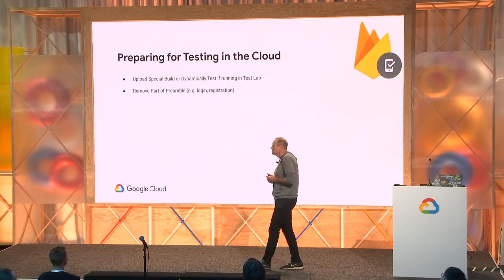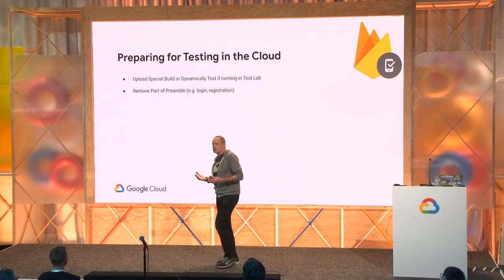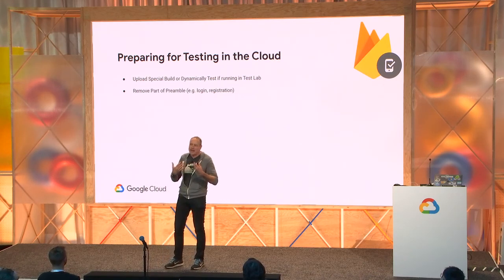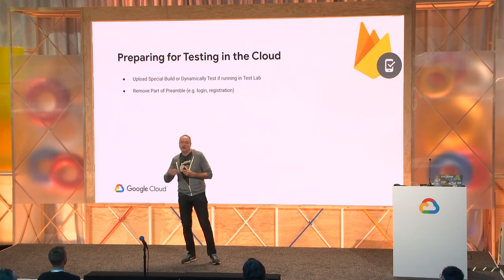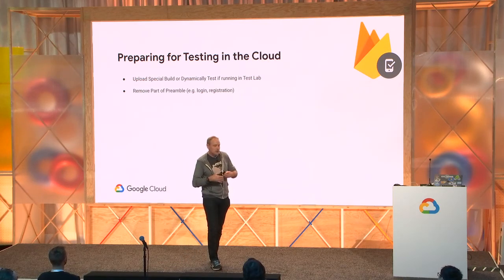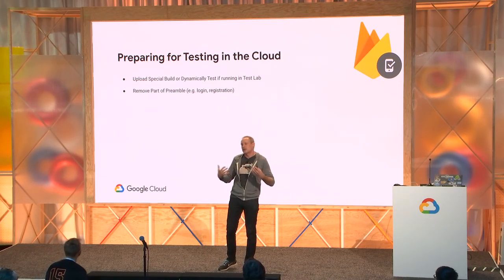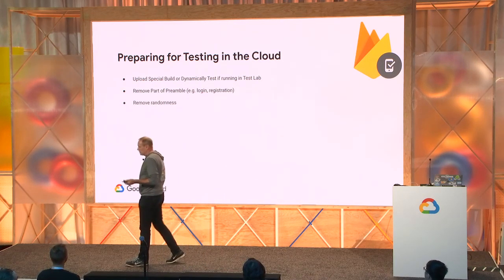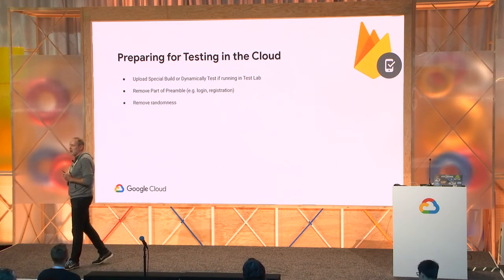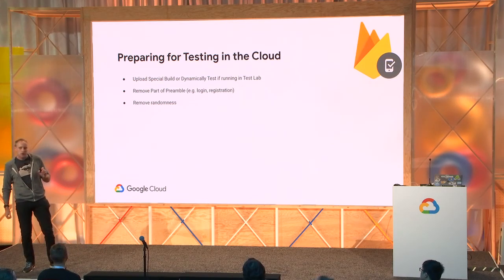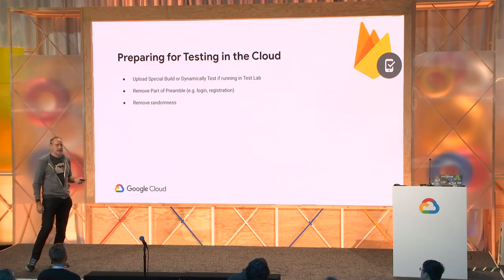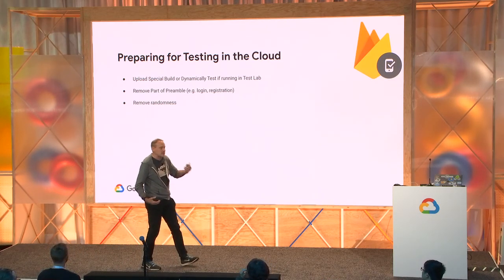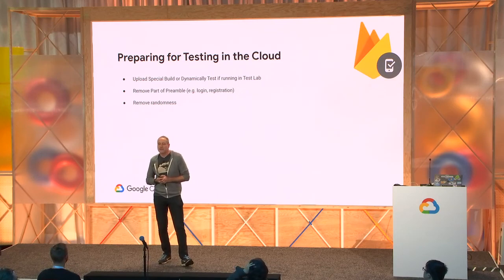Firstly, you could focus on the preamble. You could remove some or all of the preamble so that the test can get to the gameplay more easily. You could remove the login part or the registration or something. As I talked about earlier, you probably want to remove the randomness so that the tests that you write are less flaky. They see the same board or game or can interact in the same way every time.